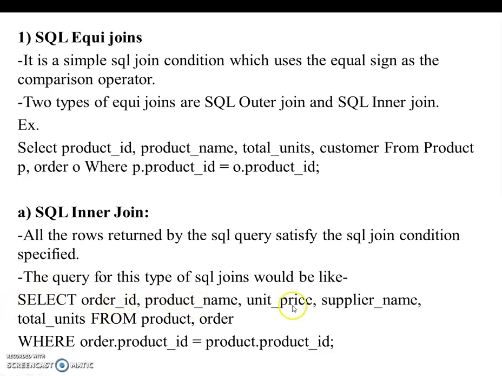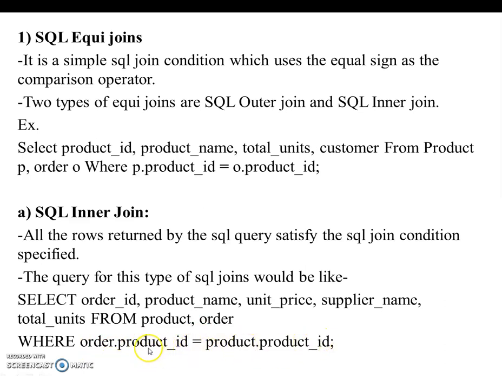1, column name 2, column name 3, like that. Those are the columns which are coming from the two tables. The first table is product and the second is order. So order ID, product name and unit price are the columns from the product, and the supplier name and total units are the columns from the order. But here we must specify the inner join condition using this equal to operator, and that condition is order dot product ID is equal to product dot product ID.